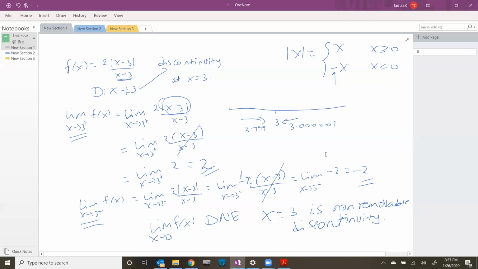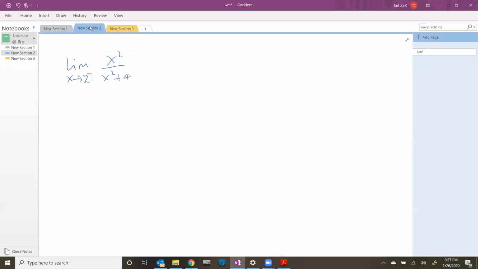Very good. Let's see the next example. So the next example is a one-sided limit. It says, find the limit of the rational expression x squared over x squared plus 4 as x approaches 2 from the left. In this case, of course, this rational expression is defined everywhere. The domain is all real numbers, negative infinity to infinity, because x squared plus 4 is the sum of two positive numbers. It will never be 0.